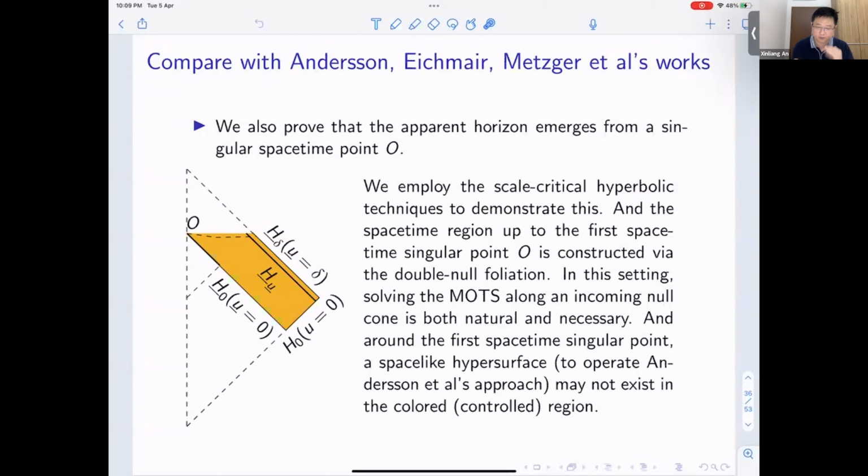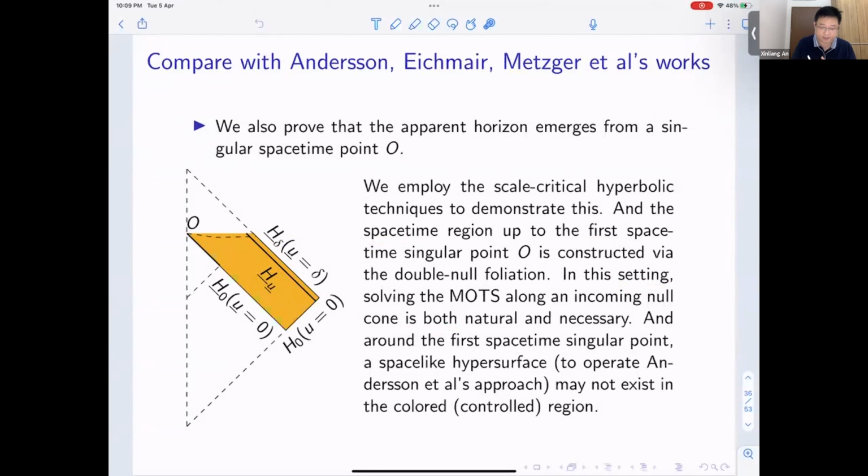So as we really use the sharp hyperbolic part to do so, and when we're doing this, we use double null foliation. The spacetime region we can solve will be up to the first singular point along a certain angle. So when we solve this from the hyperbolic part, we use double null foliation. In this setting, to solve the modes along the incoming null cone will be both natural and necessary.